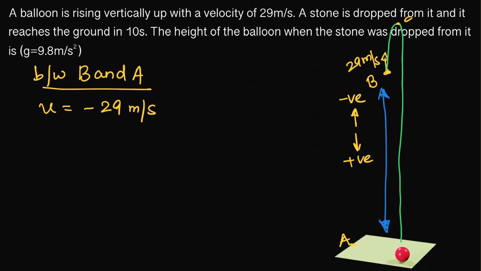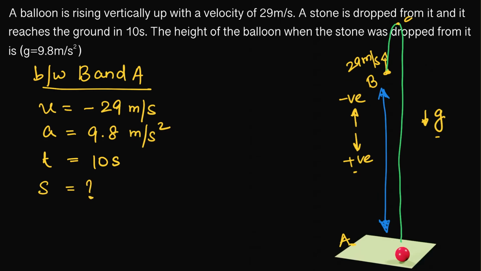Next, the acceleration of the body is always g downward. It is in a state of free fall, so it is always g downward. G is downward and downward we have positive, so we will take this as 9.8 meters per second square. He is saying that the time for it to go from B to C and then back to A, t equals 10 seconds. Now we just need to find what is the displacement, and we will get the height from which it was dropped.